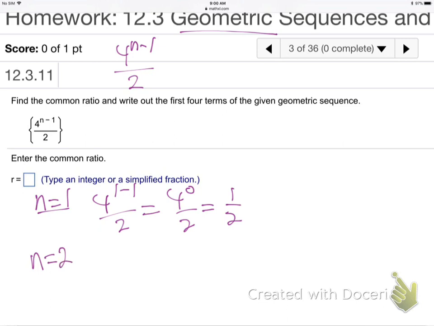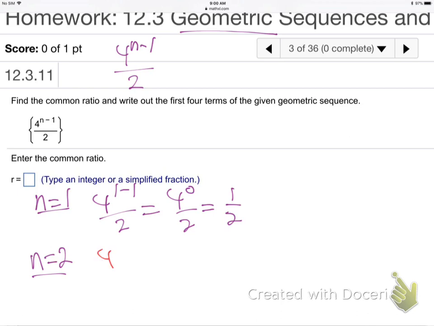Now plug in 2. So plug in 2, 3, and 4. And then when you're done, try to find out what's causing the jump from term to term. All right, so how y'all doing on that?